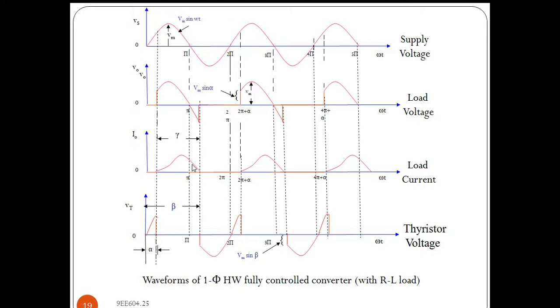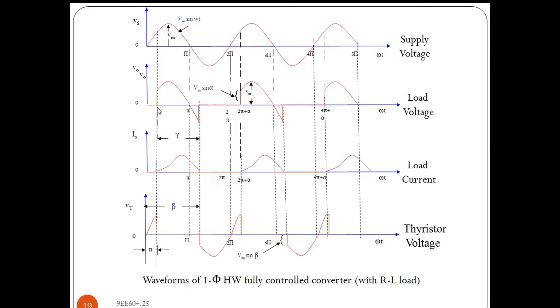Similarly, if you observe, we are applying AC supply. During the positive half cycle only, the device will be forward biased, and during the negative half cycle, the device, the SCR, is reverse biased, we know. Whenever we apply the firing pulse, the device starts conduction as earlier, and it continues up to pi.